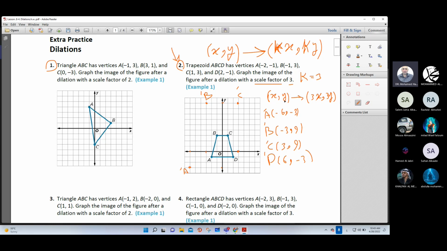So the rule will be (x, y) multiplied by k, meaning by 3: 3x and 3y. So now we can find A prime: multiply A by 3, minus 2 times 3 is minus 6, and minus 1 times 3 is minus 3. Also here B prime will be minus 3 and 9. And here C prime, the same idea, multiply by 3: 1 times 3 is 3, and 3 times 3 is 9. And we have D prime: multiply here by 3, and here by 3. So we have 6, minus 3. Okay, Muhammad? Okay, Mister, now I understand.